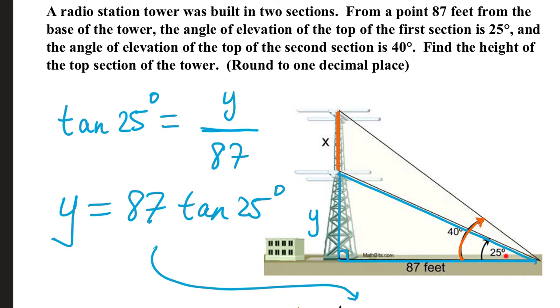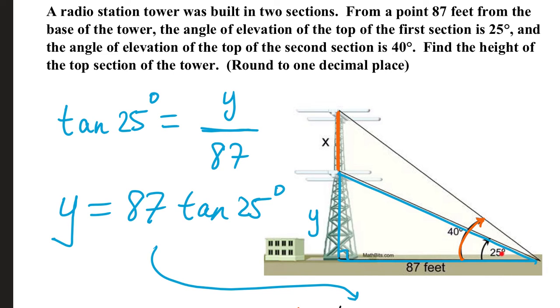Okay, so this blue triangle that I outlined, it's the one that has the first angle of elevation in it, 25 degrees. Opposite of it will be the height of the first section of the tower. In both cases, we are told that we are 87 feet from the base of the tower, and then we have our different angles of elevation. So let's start with the smaller blue triangle.